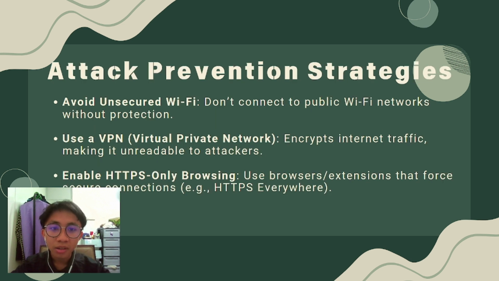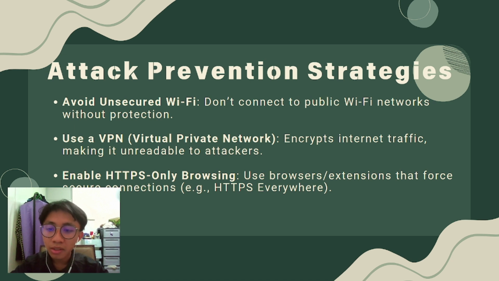So, what are the attack prevention strategies for it? The first thing is to avoid unsecured Wi-Fi. Don't connect to public Wi-Fi networks without protection. When we're out in public, we tend to search for public Wi-Fi to use, but if we're using public Wi-Fi, we shouldn't do anything that involves private activities, because man in the middle can happen on unsecured Wi-Fi.